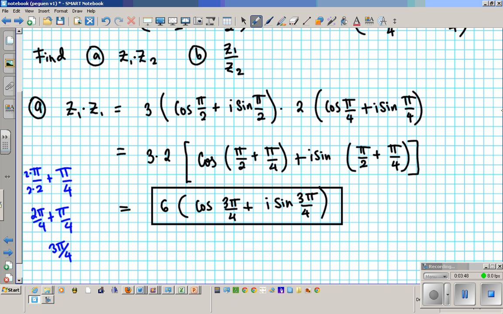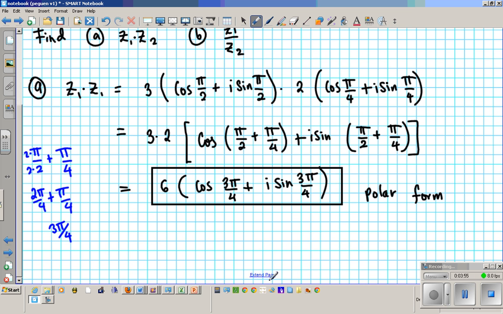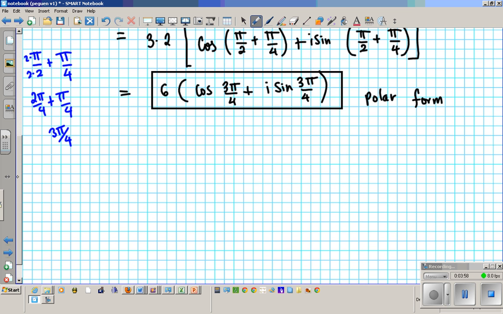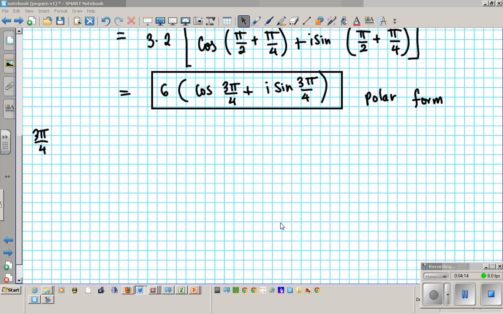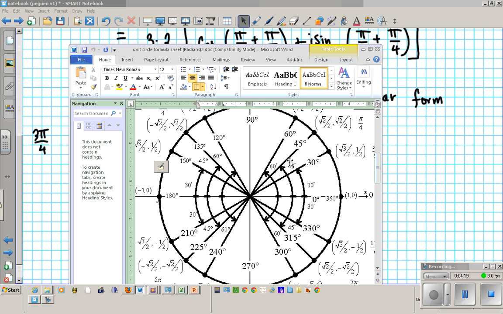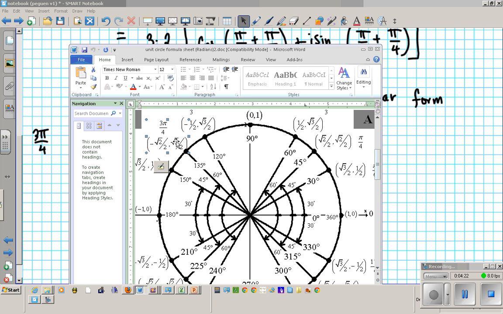Okay? So polar form. Now, what is the answer in rectangular form? So let's figure that out. If the angle is on the unit circle, then we can easily find the exact value. If not, we'll just use our calculators, okay? So the angle under consideration here is 3 pi over 4. Let's take a look at our unit circle real quick. Unit circle, where's my unit circle? There you go, over here. 3 pi over 4 is right there. It's on the unit circle.